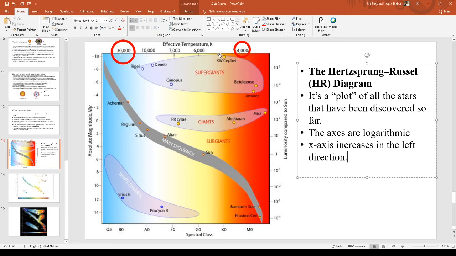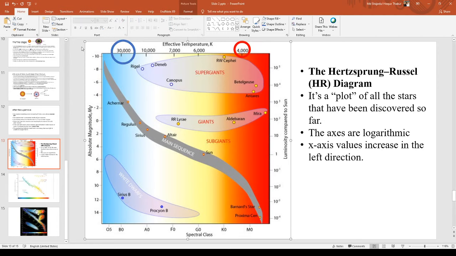Alright, fine. Cool so far? Great. I mean the x-axis values increase in the left direction. That's another weird thing about this graph. And you need to remember these two values, 4000 Kelvin, 30,000 Kelvin. 30,000 Kelvin is usually blue, so let me make this blue. Now, what else do you need to remember?